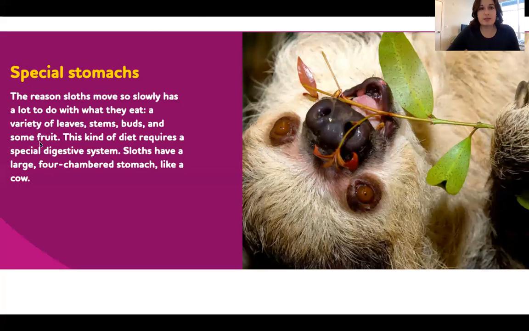Special stomachs. The reason sloths move so slowly has a lot to do with what they eat. A variety of leaves, stems, buds, and some fruit. This kind of diet requires a special digestive system. Sloths have a large four-chambered stomach, like a cow.